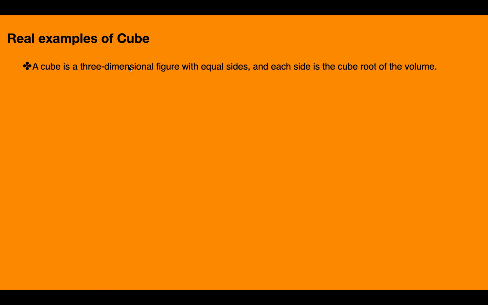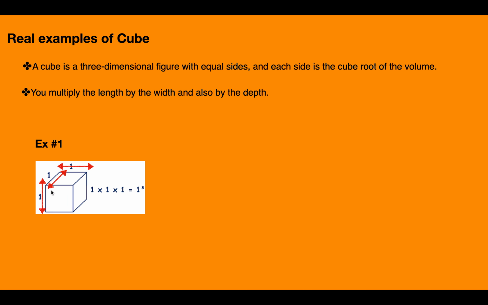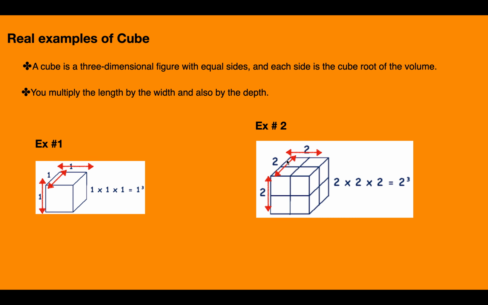Real examples of cubes. A cube is a three-dimensional figure with equal sides, and each side is the cube root of the volume. You multiply the length by the width and also by the depth. Example 1. Here, this is 1. Top is also 1, and this is also 1. So 1 times 1 times 1 equals 1 cubed. Example 2. This is 2. This is 2, and this is 2. 2 times 2 times 2 also equals 2 cubed.